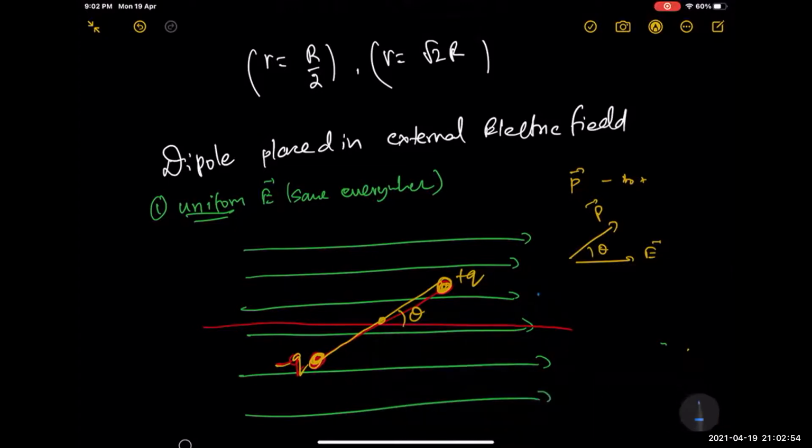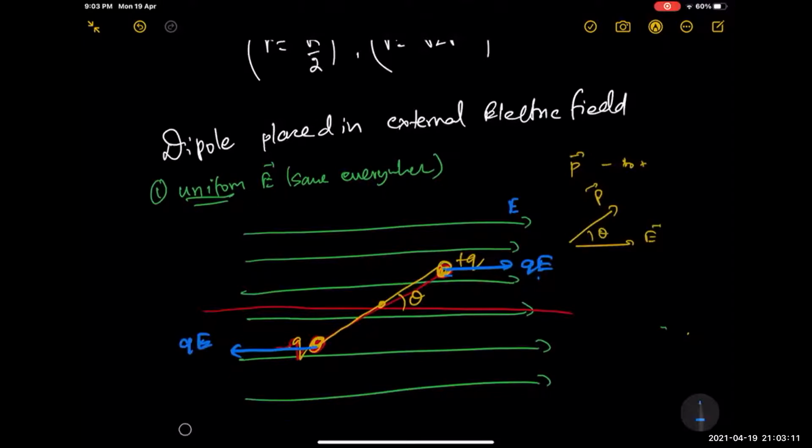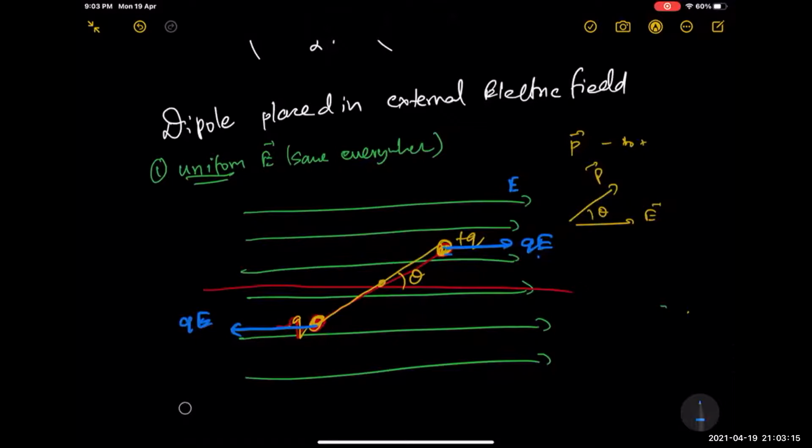It is simple. The force on plus Q is QE, because plus Q is placed in an electric field E. So it is like this, and on the minus Q it is like this. Do you have any question in this? The blue things which I made are the forces on the charge. I'm saying, if you place charge Q in an electric field E, it experiences a force QE, right?